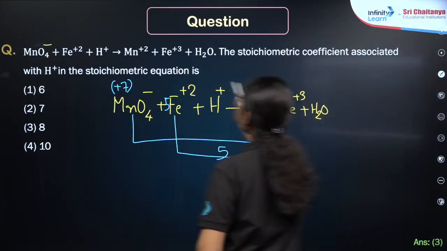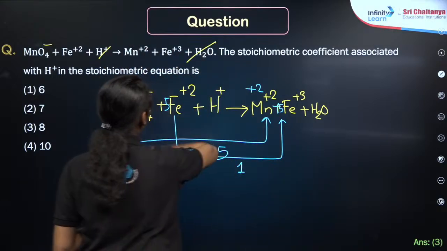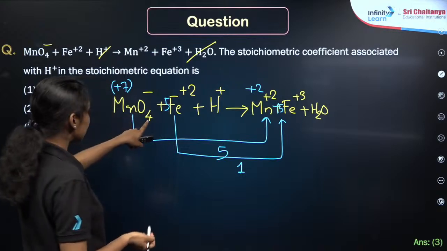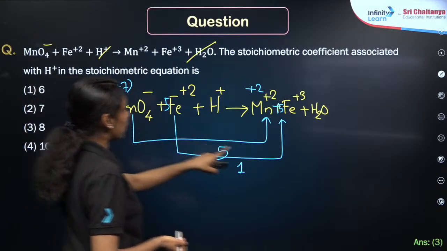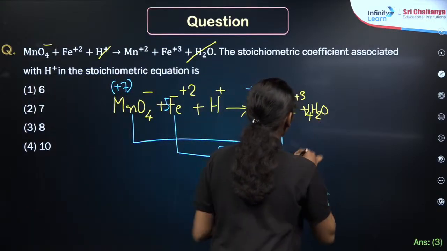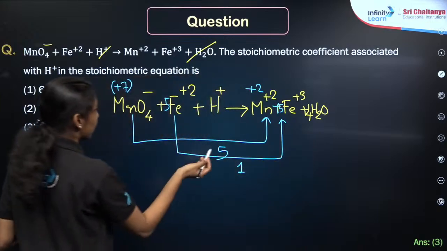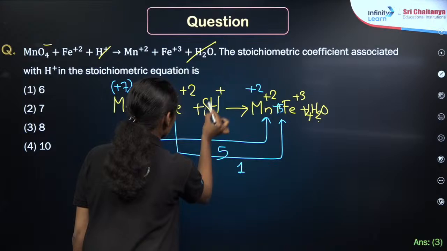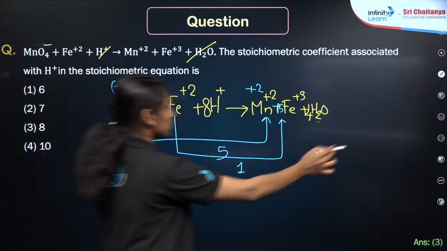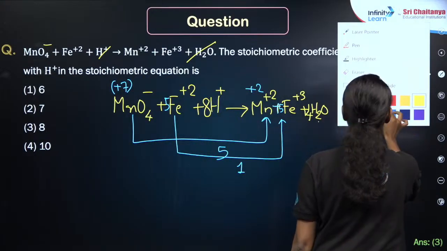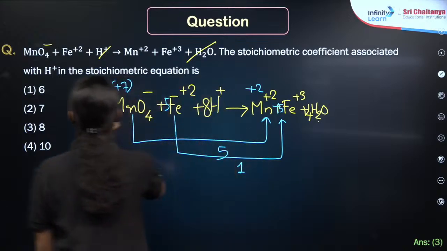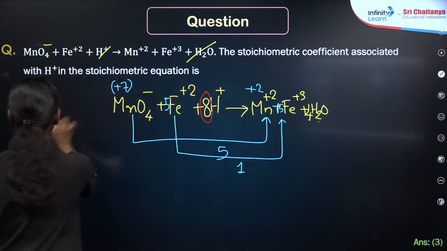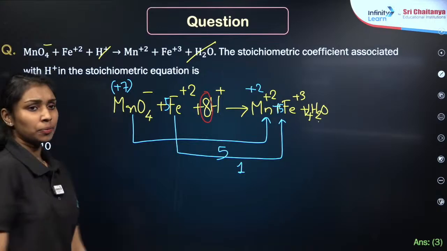Whenever you get the question, first delete these H plus and H2O from this particular reaction, then find out the balancing of the reaction. Here it is 4 oxygen atoms, right? So I am adding 4 water molecules here. Then how many H plus ions will be present in order to balance the hydrogen atoms? Here it is 4 into 2, so I will take it as 8 H plus, right? Here the stoichiometric coefficient of H plus will be 8. Option 3. Clear?